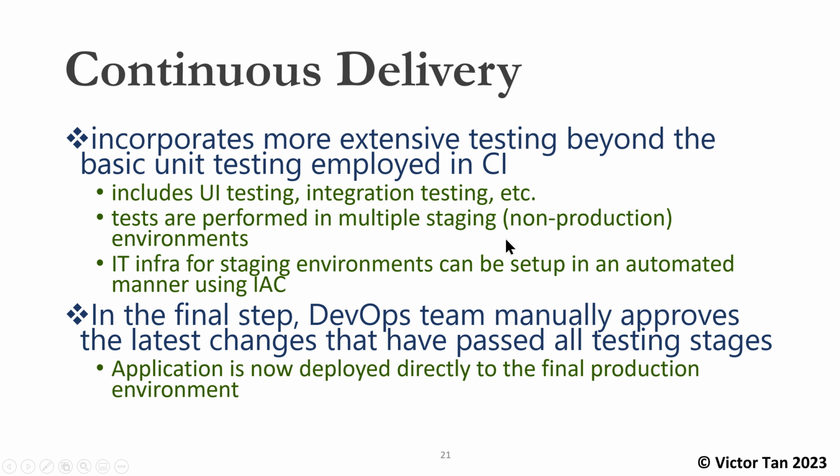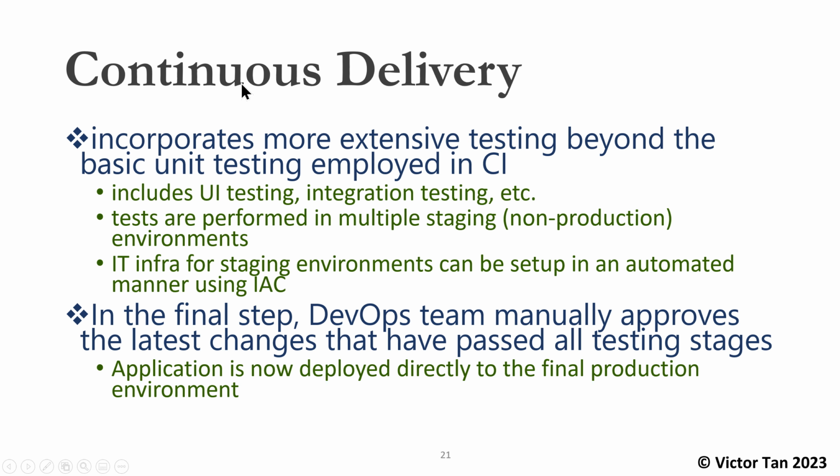Then you need to have a lot of staging environments, and you also need to set up the IT infrastructure for your staging environments. Your IT infrastructure is your servers, your databases, your operating system, your network routers, your firewalls. All this has to be set up for the staging environment, and you can set this up in an automated manner in the DevOps workflow using something called IAC, which I'm going to talk about later.